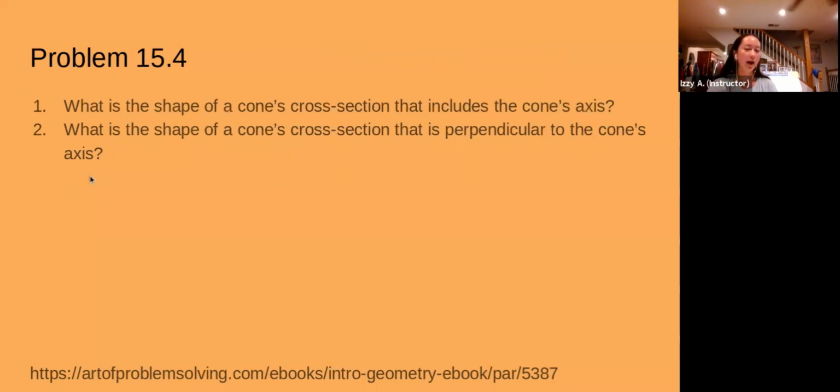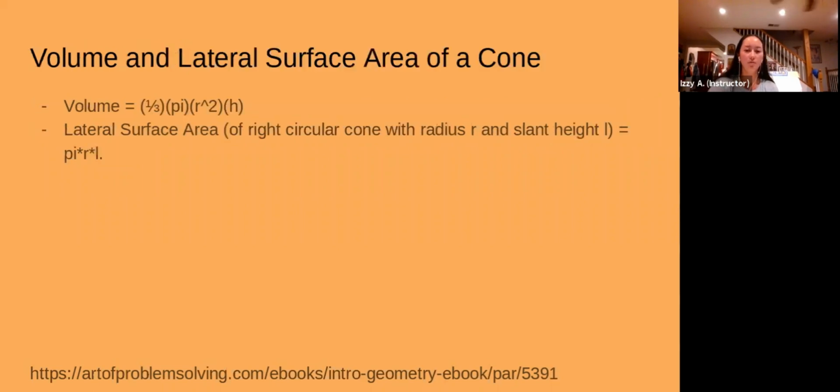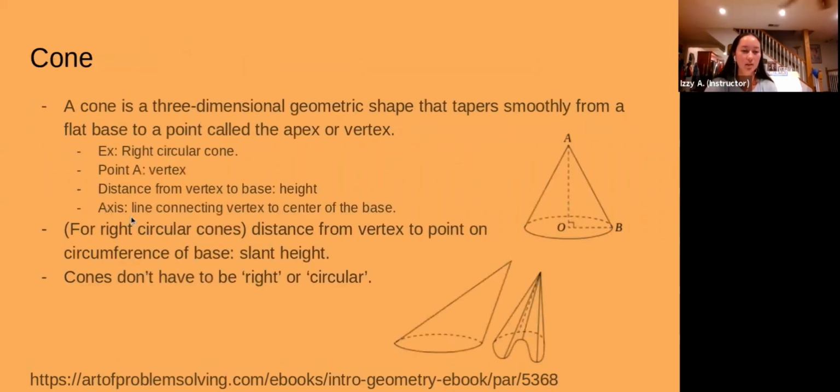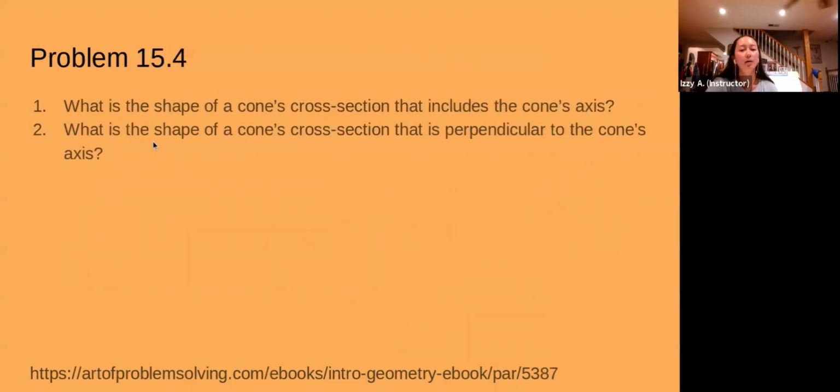Okay, next we have this problem. What is the shape of a cone's cross-section that includes the cone's axis? And what is the shape of a cone's cross-section that is perpendicular to the cone's axis? So if we want to go back, an axis is the line connecting the vertex to the center of the base. Okay, so now that you've got a little refresher of what an axis is, you can go ahead and try to figure out these two problems.